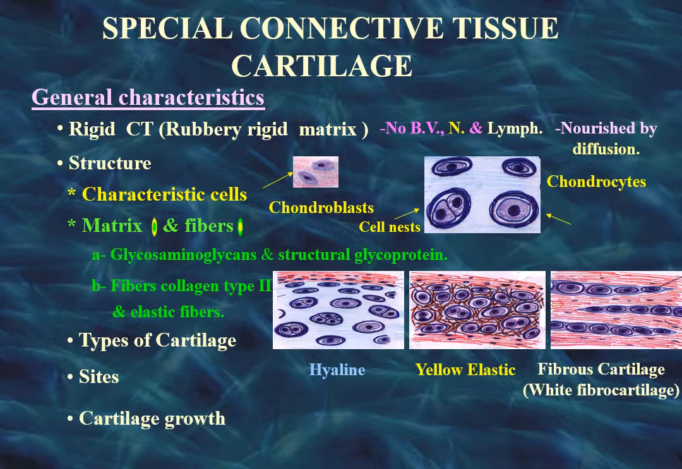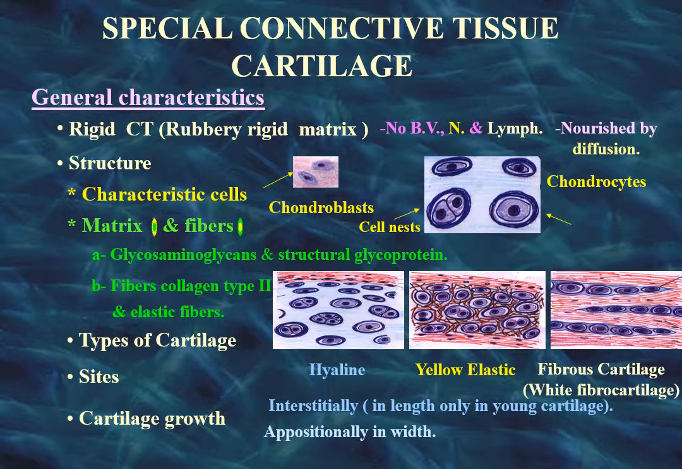Cartilage growth. Cartilage grows by 2 methods: interstitially in length, only in young cartilage, and appositionally in width. Interstitial growth occurs in young cartilage from division of young chondrocytes, thus leading to increase in the cartilage length, while appositional growth occurs from division of the chondrogenic cells in the perichondrium, differentiating into chondroblasts, thus forming a cartilage layer around the periphery of the existing cartilage, thus increasing its width.